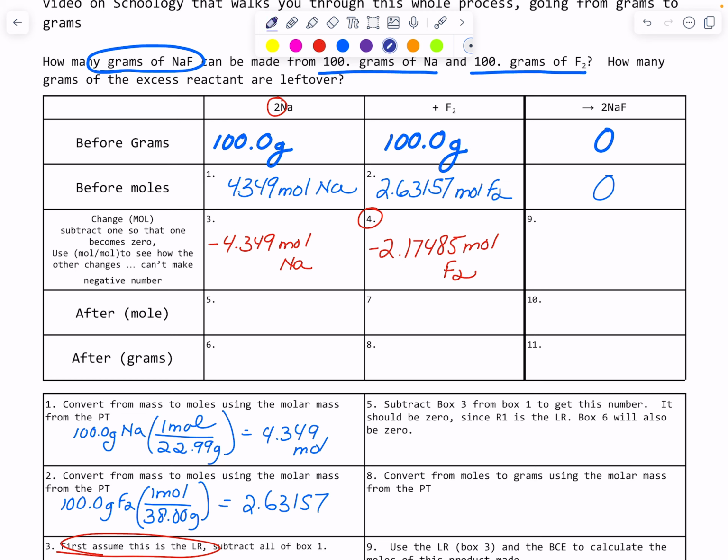Now, when I look at this, I notice that if I were to actually do this subtraction, what number would I come out with? 2.6 minus 2.1 is still a positive number. This would actually come out to be, like doing the actual math, 0.4567 moles of fluorine left over. So that tells me that fluorine is not my limiting reactant, that some of it gets used up, but not all of it gets used up. Remember, if I'm assuming that sodium is my limiting reactant, and so I'm subtracting all of it, then how much is left over afterwards is none. That would be 0 moles and 0 grams.